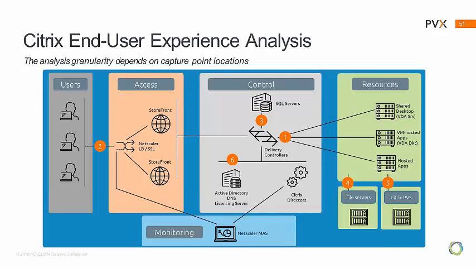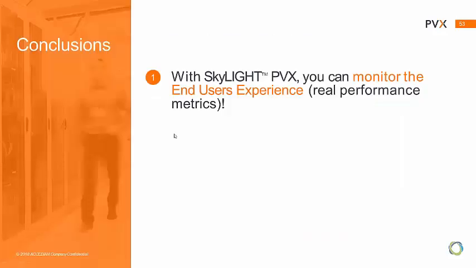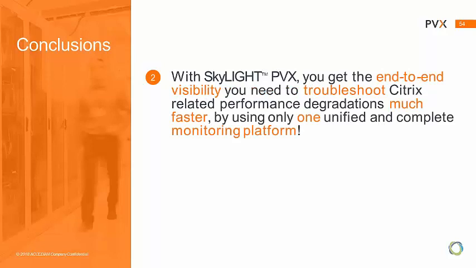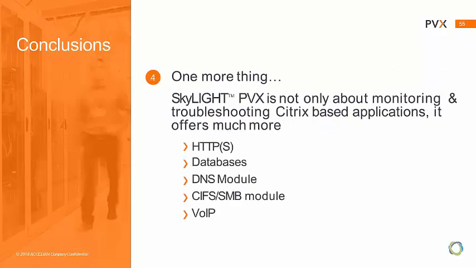Our software appliance, our capture appliances, can be distributed within this multi-tiered architecture. So we have that key visibility to see all those key metrics, collect them, and analyze that data as soon as it hits our interface. And with Skylight PBX, you can monitor the end user experience, real performance metrics. You get end-to-end visibility. Once again, it's more than just ICA, it's more than just CGP. It's all those back-end conversations from Kerberos, et cetera. And that's what Skylight PBX brings to the table as well.